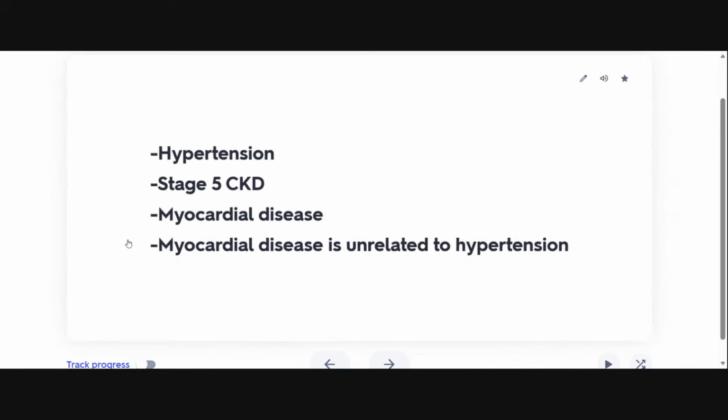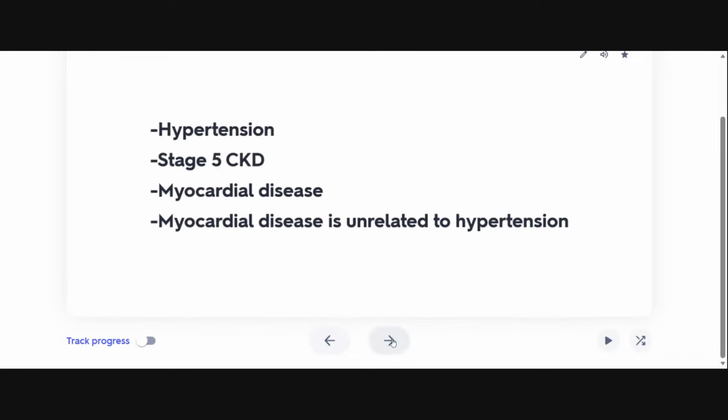There are a good amount of things to take out of this scenario. So, yes, obviously, we're going to take out the hypertension. We're going to take out the stage 5 CKD, or the chronic kidney disease. We're taking out the myocardial disease, and then also the myocardial disease being unrelated to the hypertension. That is definitely a big one. And everyone always kills these keywords. I knew you guys were going to get them all. But yes, if you put those in the chat, great job.